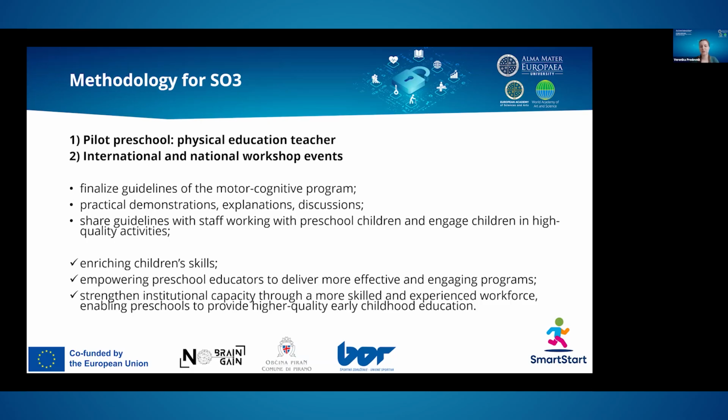This way, the project partners will finalize guidelines of the motor cognitive program based on real-life practice of sharing the guidelines through practical demonstrations, explanations, and discussions with kindergarten educators. Likewise, the personnel of multiple kindergartens will gain knowledge and experience for providing higher quality early childhood education. And while preschool educators will be empowered to deliver more effective and engaging programs, the workshops and the pilot preschool with a PE teacher will also engage children in high-quality activities and enrich the children's skills.